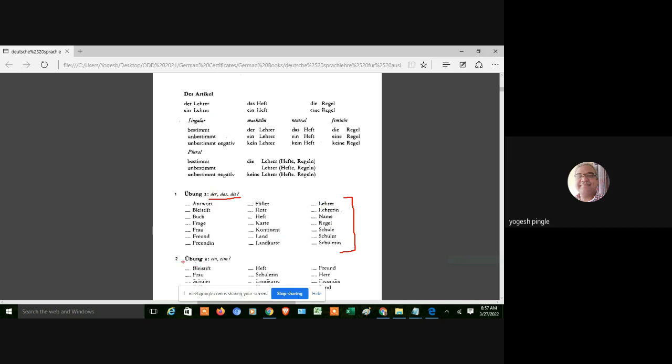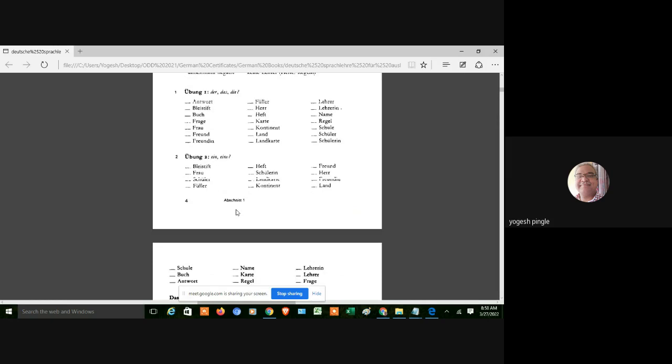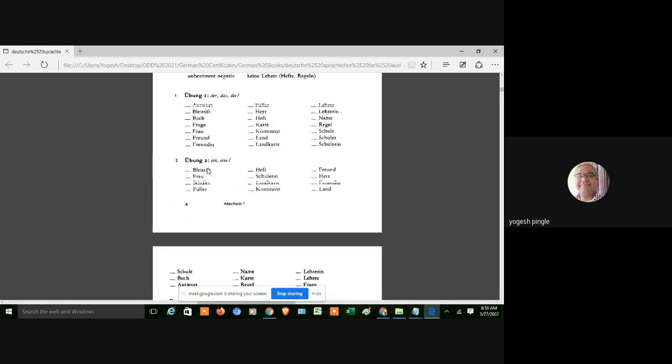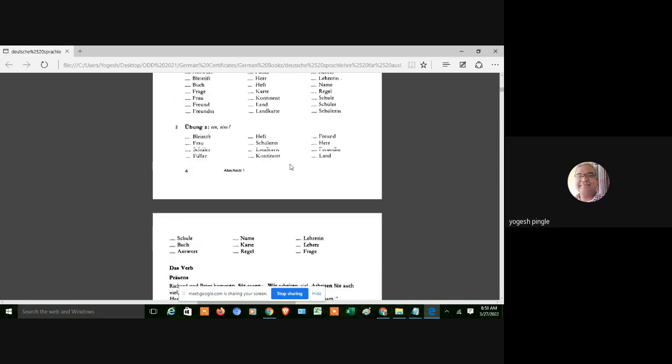You also solve Übung 2, ein, eine. Ein is for masculine and neutral, it is the same, ein, and for feminine it is eine, right? So try to solve this Übung 1, Übung 2. That's it. Übung 1 and Übung 2 you are going to solve. Okay. In the next lecture, I will solve this. If you do not come across some nouns, let it be as it is. Is it clear? Any doubt?